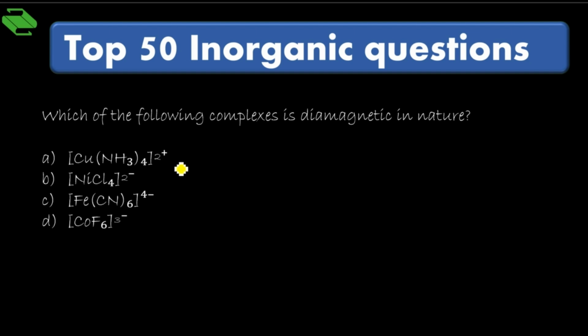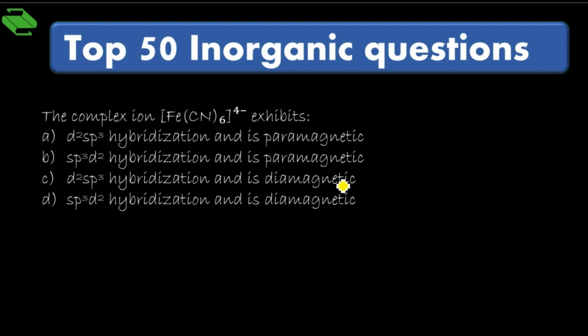Then which of the following complexes is diamagnetic in nature? So you could see copper, the Jahn-Teller distortion comes over here, and then the nickel complex. They're asking about diamagnetic, just check for a strong field ligand, which can undergo pairing. So the answer to this question becomes Fe(CN)6. The complex ion which exhibits, okay, we already solved this one, which is diamagnetic. Either option C or D would be the right answer.